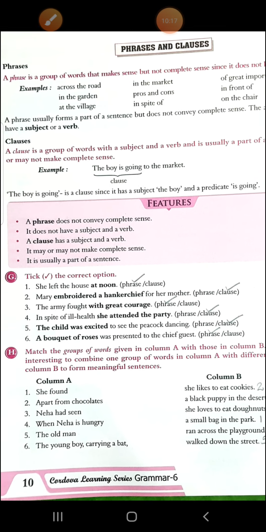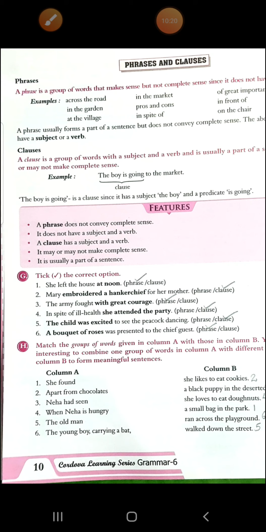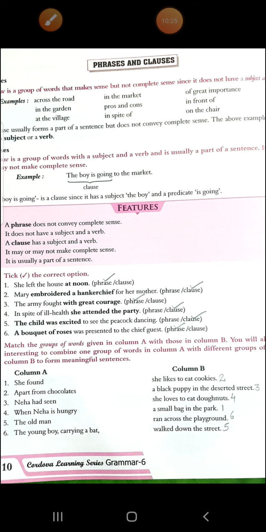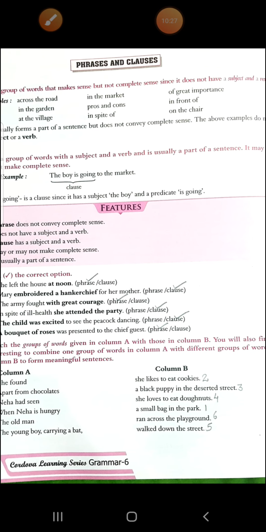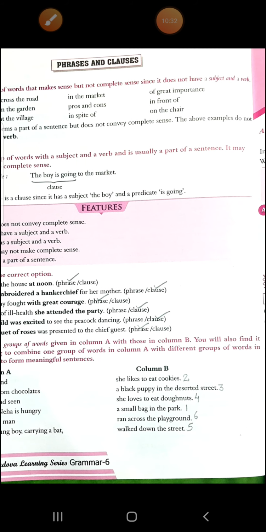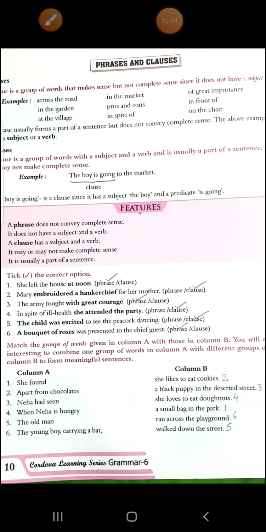Now let's quickly do the last exercise, that is exercise H. Match the groups of words given in column A with those in column B. You will also find it interesting to combine one group of words in column A with different groups of words in column B to form meaningful sentences. So what is being said is that you can match column A with column B in many ways. Alright, you can do that. Now let's see what we can do.